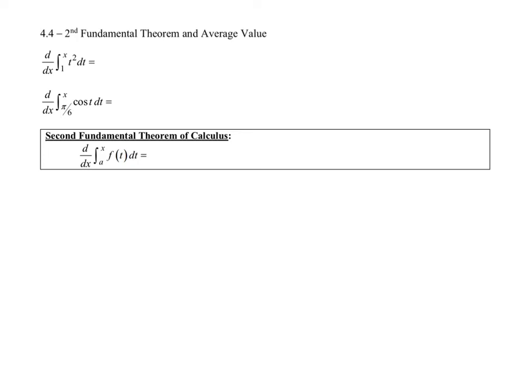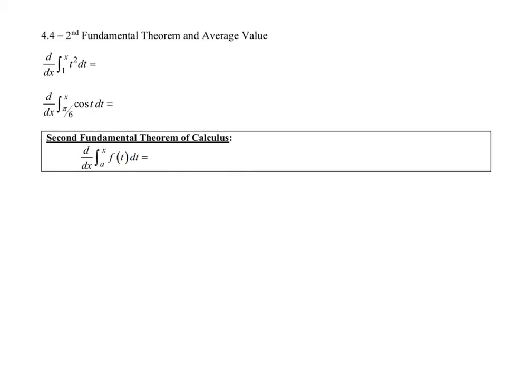Okay, guys, our lesson today is over the second fundamental theorem of calculus and the average value formula. I'm going to work a couple of examples here so that we can hopefully discover the formula for the second fundamental theorem of calculus. So this says the derivative with respect to x of the integral from 1 to x of t squared dt. I'm going to let the d over dx just stay in the front to begin this problem, and I'm going to focus just on the integral part.